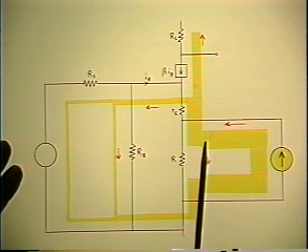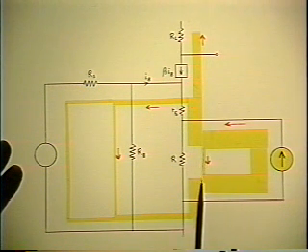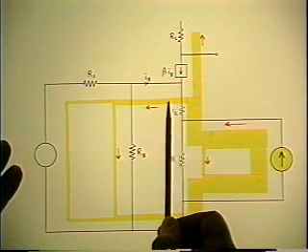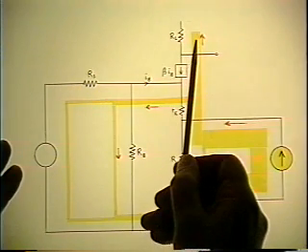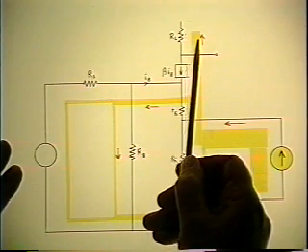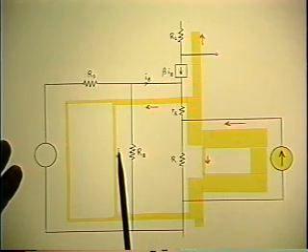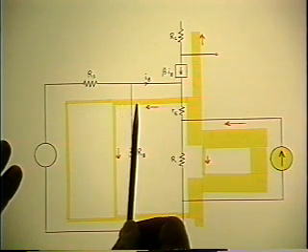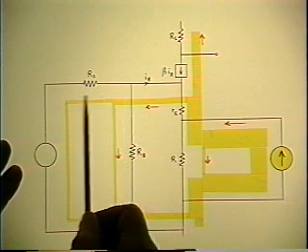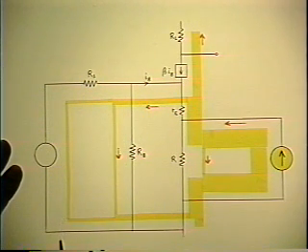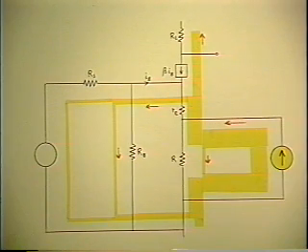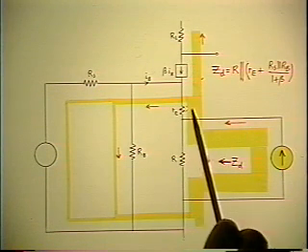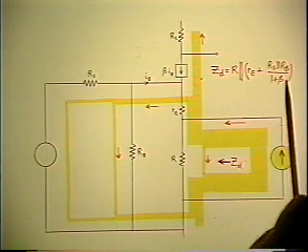Whatever current goes in splits. A little bit of it goes down R, most of it goes into RE, a little bit of it comes out the base, most of it comes out the collector. Alpha times the emitter current comes out the collector. What comes out the base gets divided. Some of it goes down RB, some of it goes down RS. So that gives the result for ZD. R in parallel with RE plus the reflected base resistance.